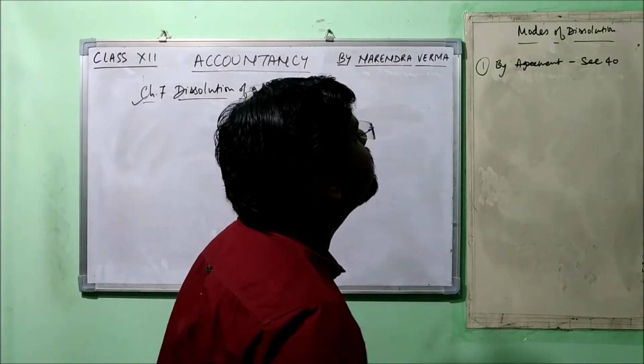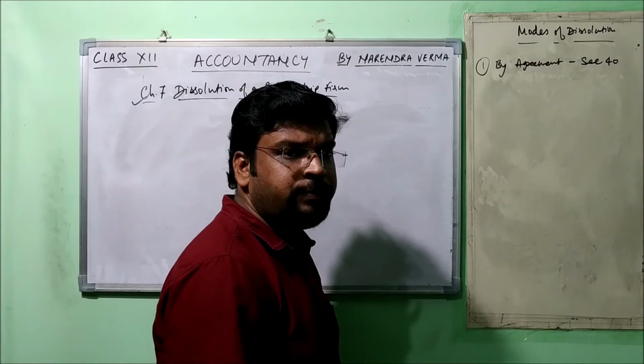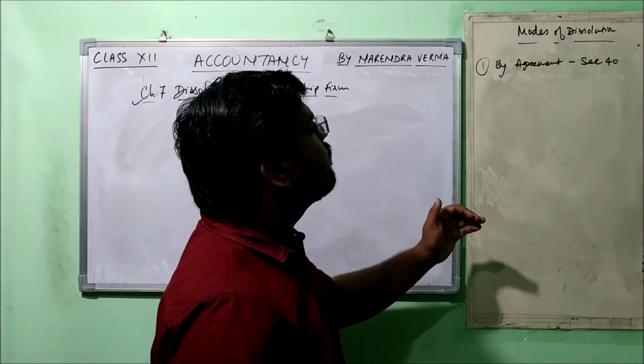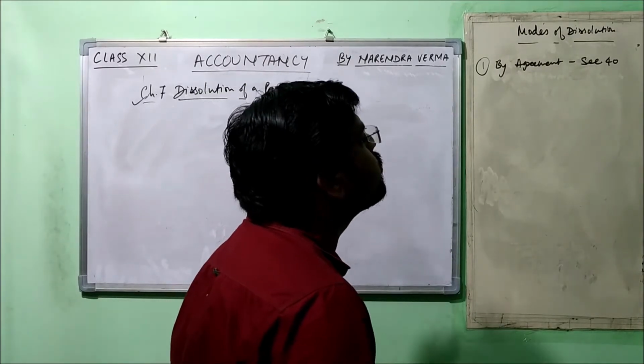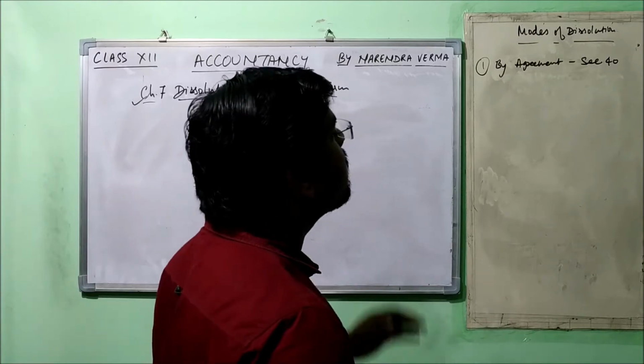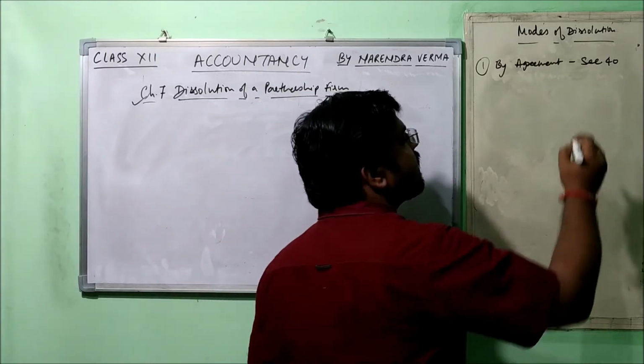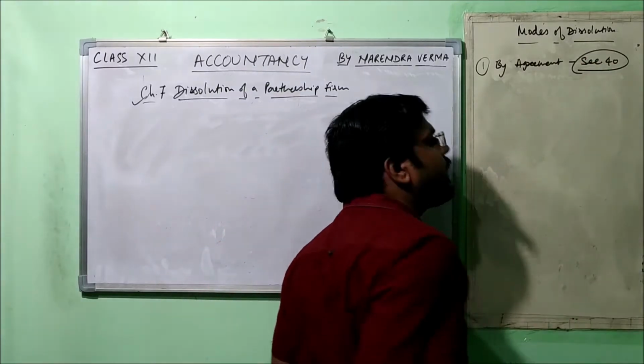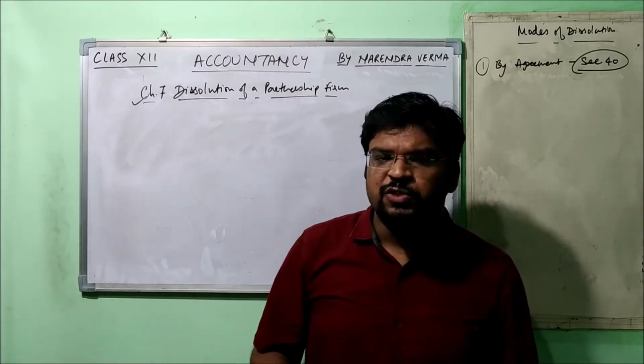So there are various modes of dissolution of a partnership firm. Very first mode of dissolution that we are going to discuss is by agreement. For this, section 40 is applied. Okay, by agreement. That's very simple.